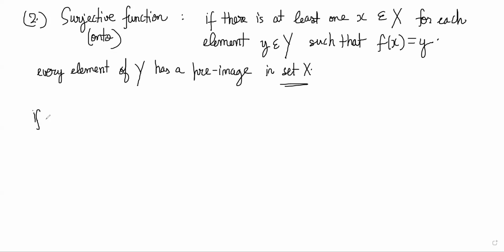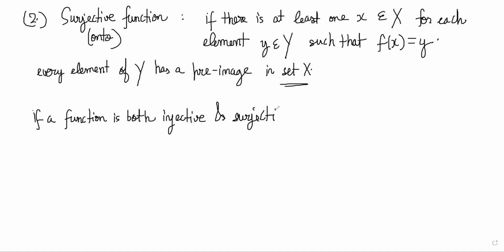And if a function is both injective and surjective, that is known as a bijective function, from X to Y. So a bijective function is a one-one onto function.